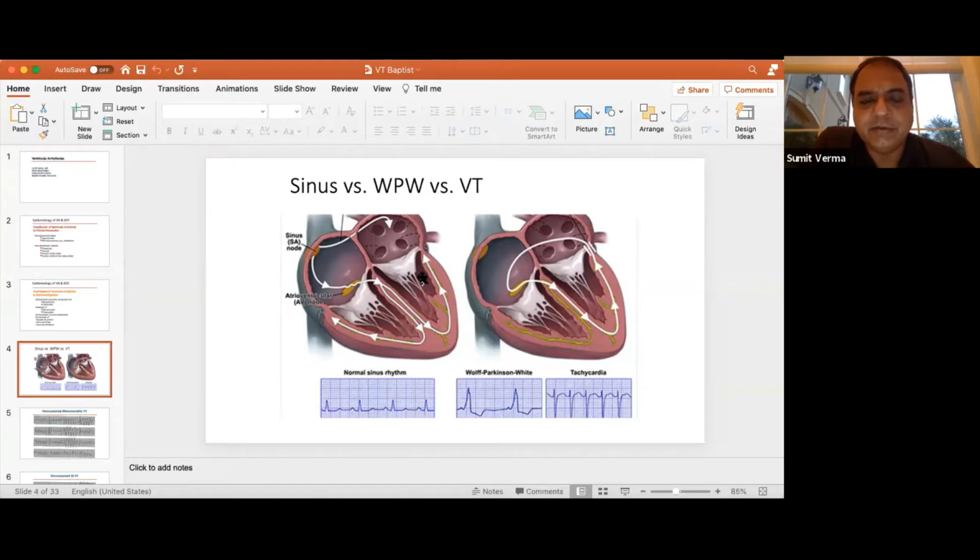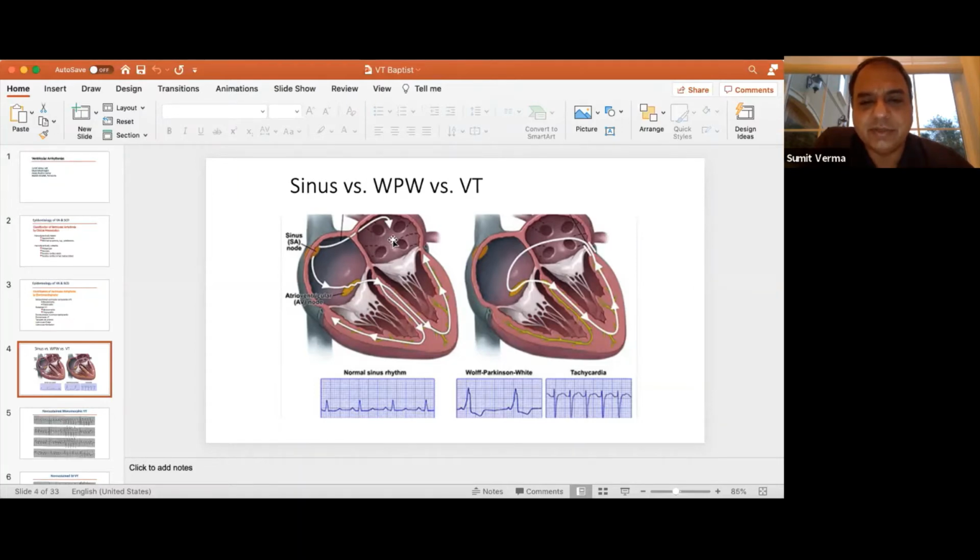Now, when you have a Wolff-Parkinson-White syndrome or pathway, that means that there's an extra electrical connection, usually conducts retrogradely from the ventricle back to the atrium. And that can set up a reentry circuit where it goes down the AV node and then back up into the atrium and then back around the AV node. And that's called orthodromic reentry.